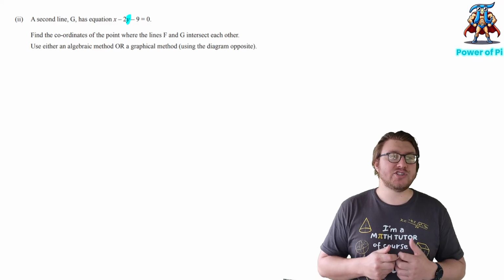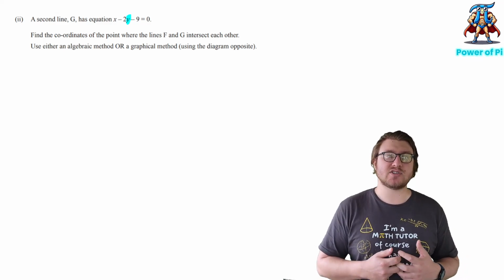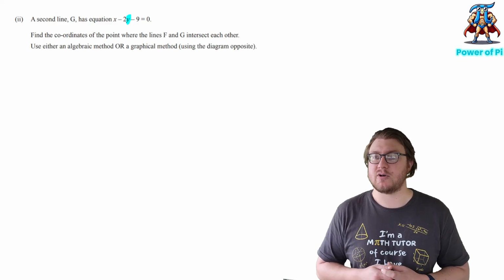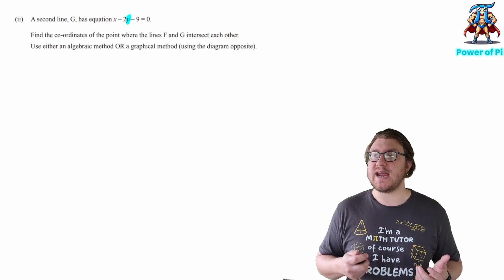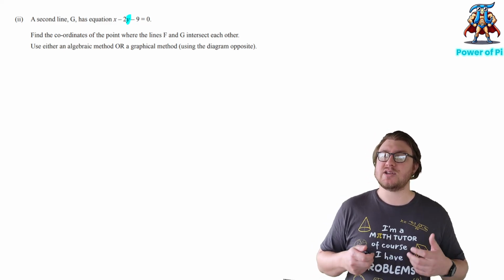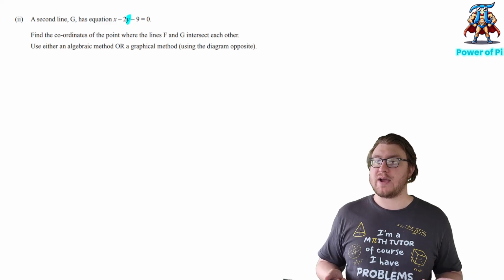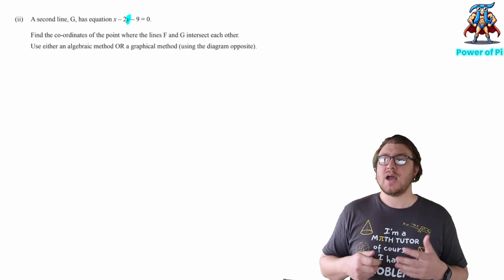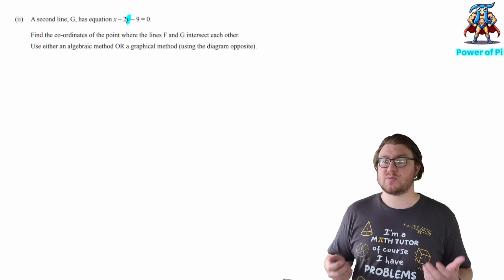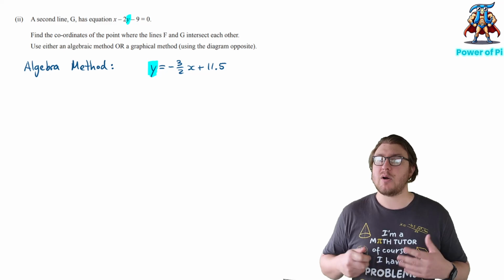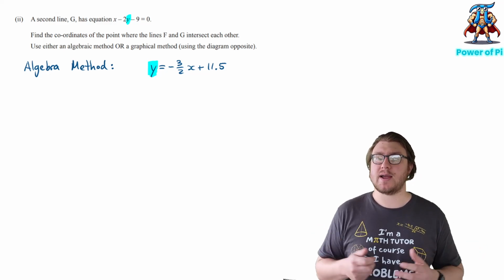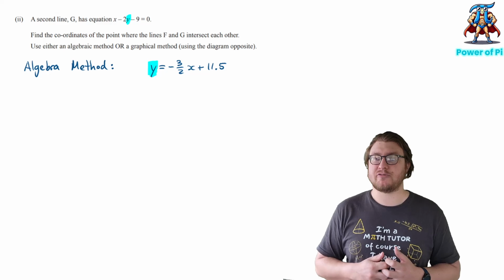Now, a second line G has the equation x minus 2y minus 9 is 0. Find the coordinates of the point where F and G intersect each other and use either algebra or graphs to show this. I will be showing you how to do this with both methods, so let's start with algebra.